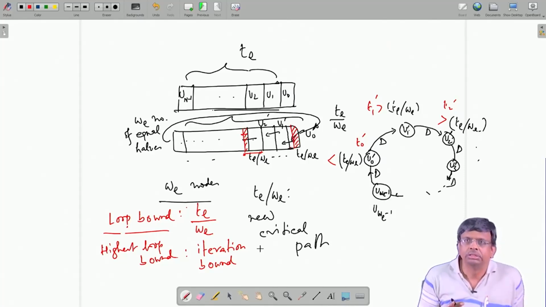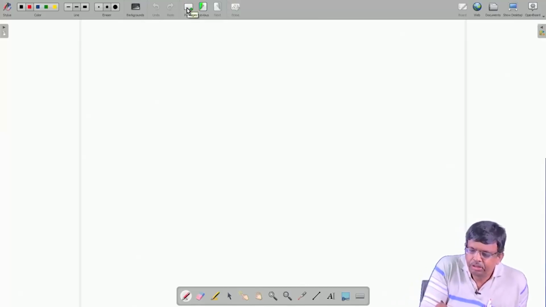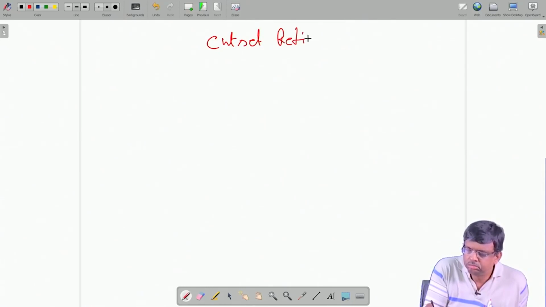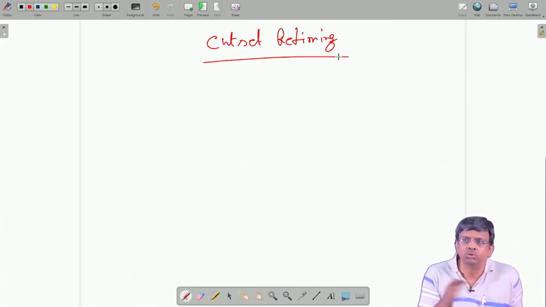Our next topic is cut set retiming, which is a very important and very fascinating topic. It requires some intelligence also. Cut set retiming is a special way of doing retiming. Of course, we do not violate the retiming theorem, because if you violate it and do some arbitrary adjustment of delays, the new circuit will no longer be equivalent to the original circuit, you are lost. So we will not do that.